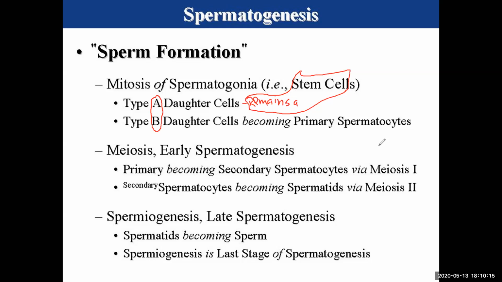The other daughter cell differentiates. So it starts the differentiation, starts the specialization. It will become the primary spermatocyte. Again, remember, this is a diploid cell, okay? 2N, containing 46 chromosomes, 23 from the father, 23 from the mother.